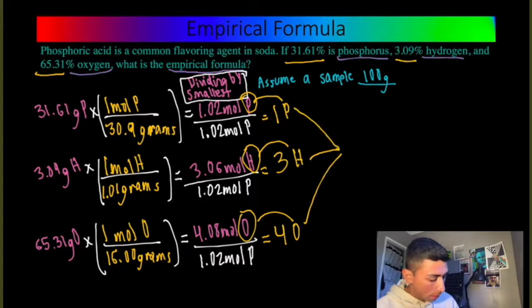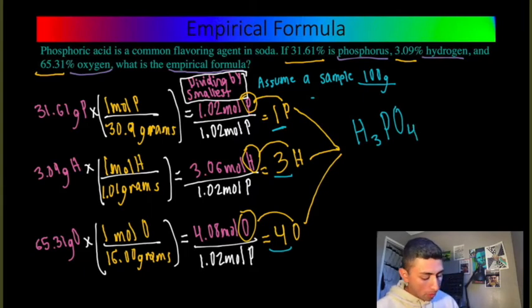Let's draw a line here. Our empirical formula is going to be essentially H. How many H's do we have? 3. H3. How many P's do we have? You have 1 P in this case, so I'm just going to leave that subscript blank there. And then how many oxygens do we have? We have 4 oxygens, right? So it's going to be H3PO4. H3PO4 is our empirical formula in this case.